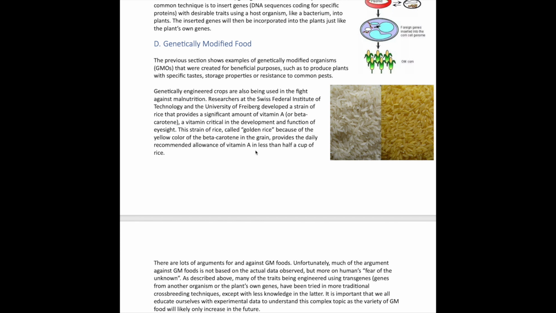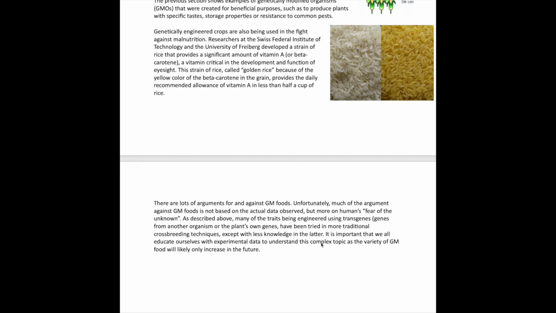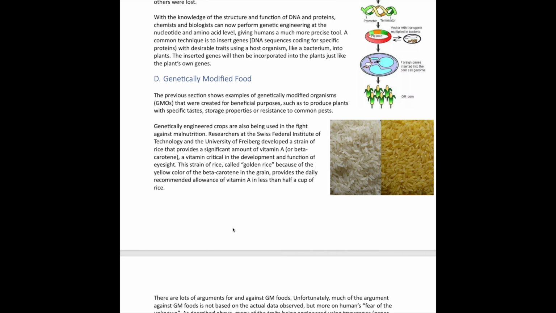In fact, this turns out to be a really good intervention because just eating half a cup of the rice, the children could get the recommended daily allowance of vitamin A, thereby resolving the issue of blindness that was caused by the lack of vitamin A in their diet. So I just want to close this chapter by mentioning how you should look back at the experimental data and understand it more carefully before deciding whether it is a good or a bad thing.